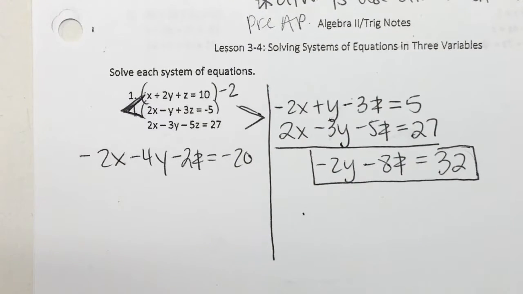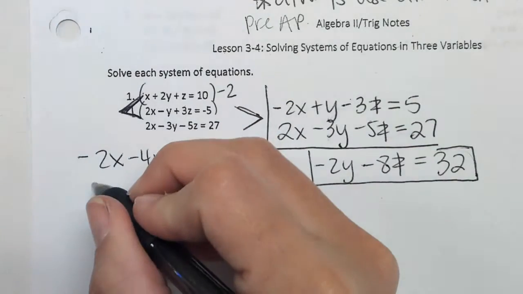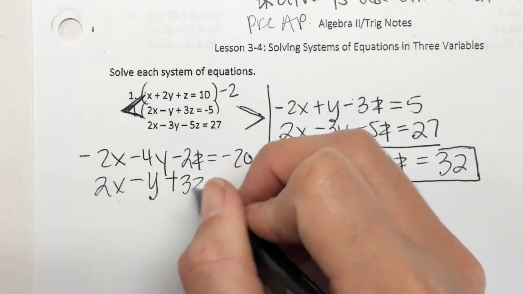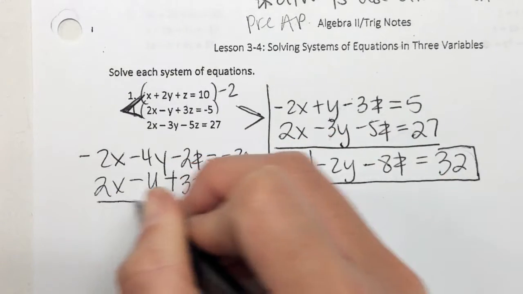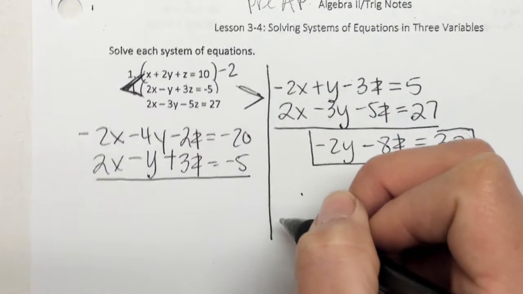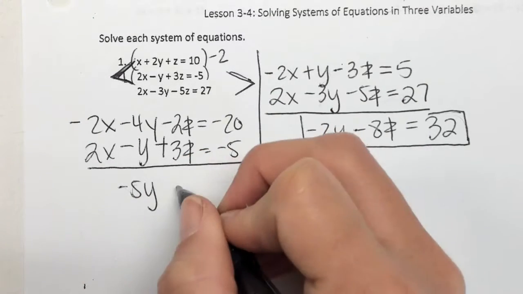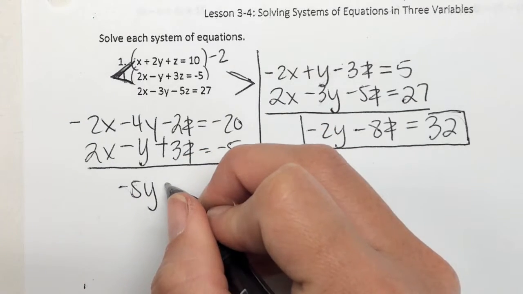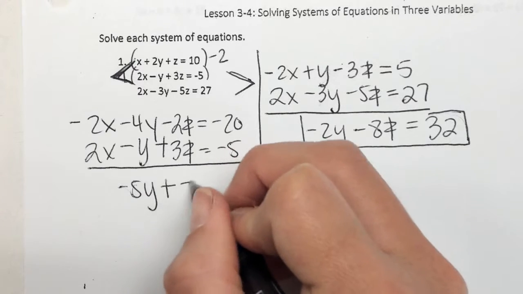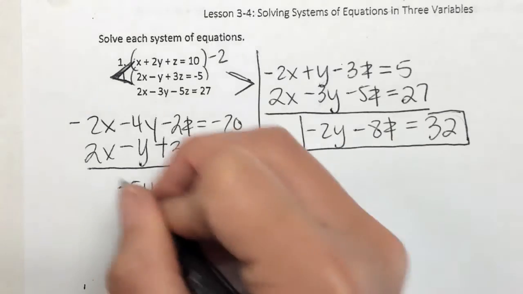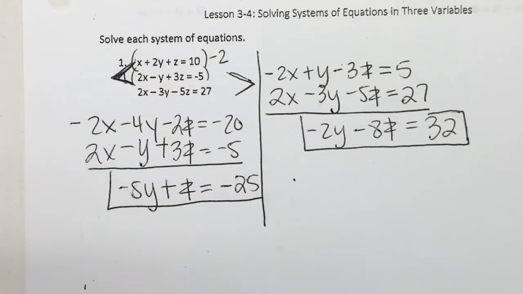And then, do I need to change the second one? I do not, so I'll bring it down. Alright, Madison, what will I have if I add these together? Negative 5y plus 1z. Good. So negative 25. Very good. So the important part to remember: you have to cancel out the same letter. You can't cancel out different ones.